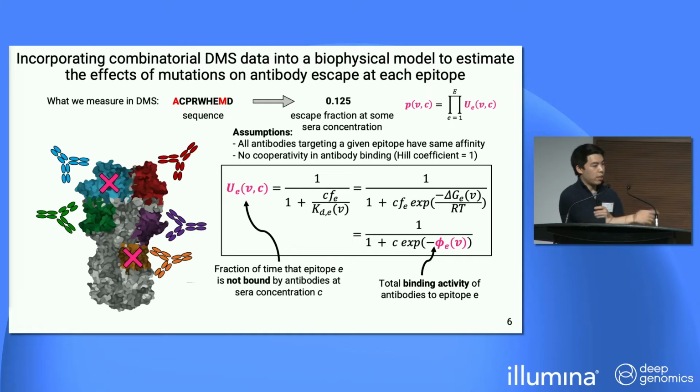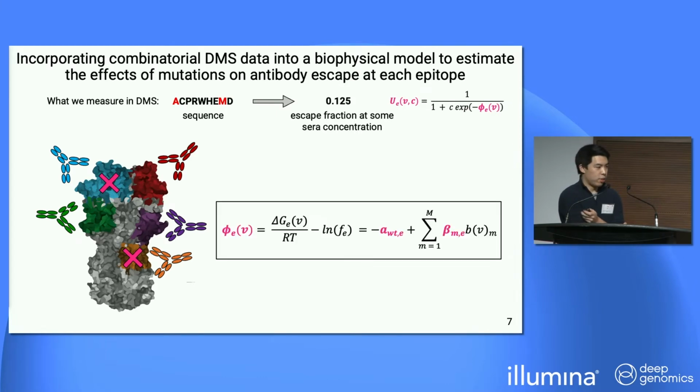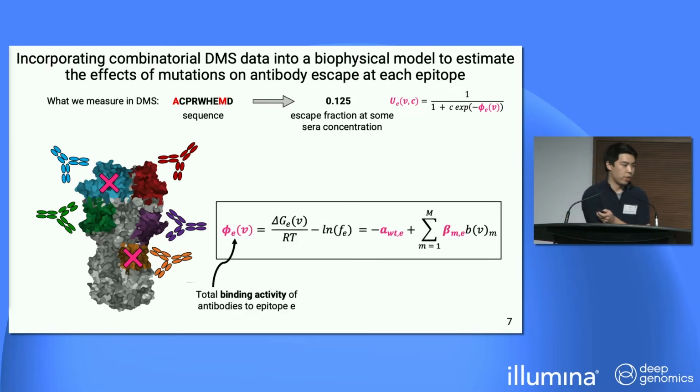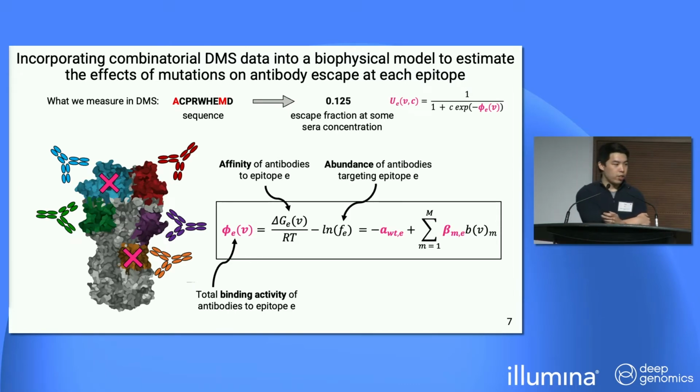We can relate this U sub e variable to a new variable that I'm going to define as phi sub e, which represents the total binding activity of antibodies to an epitope. You might be wondering what this phi sub e term actually represents. This total binding activity of antibodies to an epitope is composed of 2 different terms, which you can get by rearranging the Hill equation in the previous slide. The first term is the affinity of antibodies to the epitope, and the second term is the abundance of antibodies targeting the epitope.